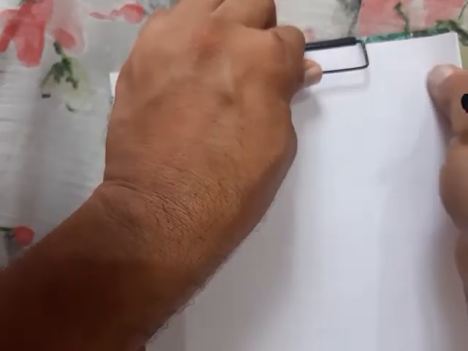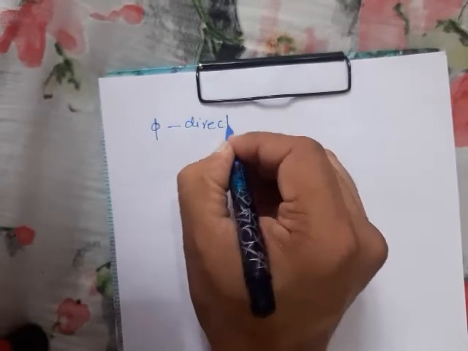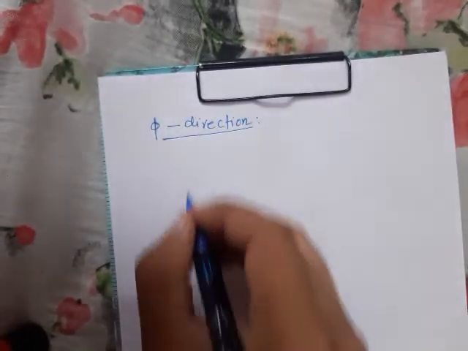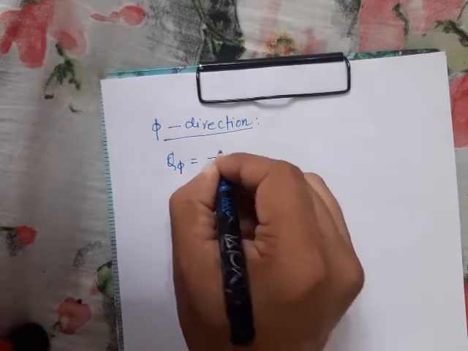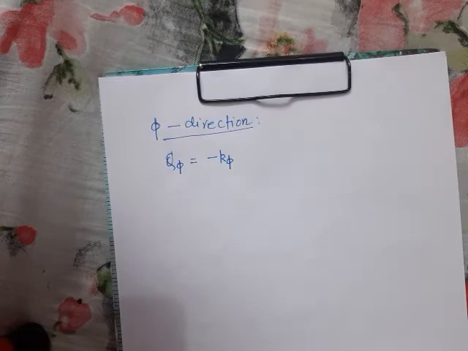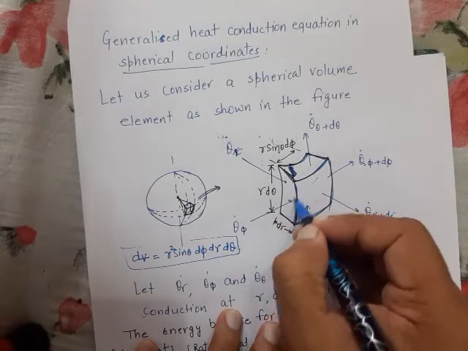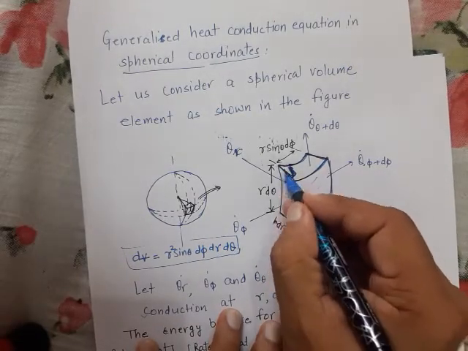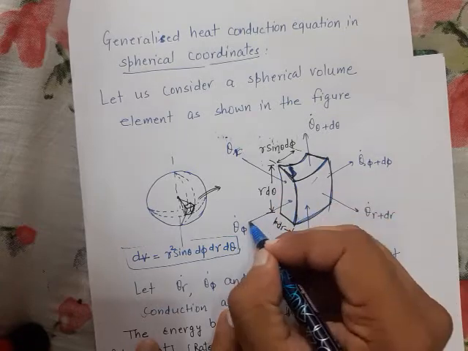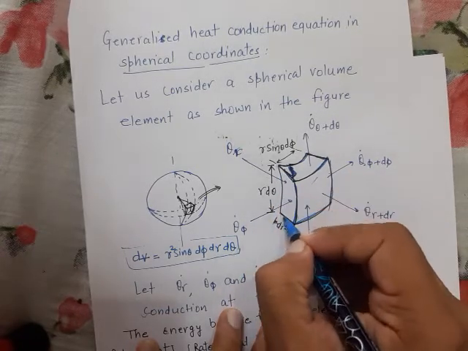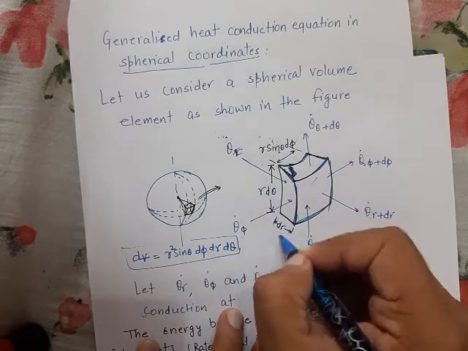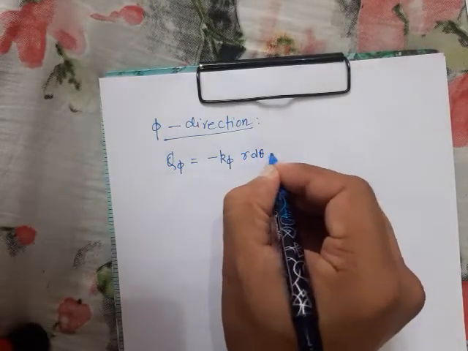Now let us consider the phi direction and then the theta direction. Let us consider the phi direction, the azimuthal direction. First of all, let me write Q_phi. Q_phi will be minus k_phi times the area perpendicular to the phi direction. Please note in the figure, this is the phi direction, so the area of this face needs to be taken into account, because area is always perpendicular to the direction of heat transfer. This area is r d theta multiplied by dr.